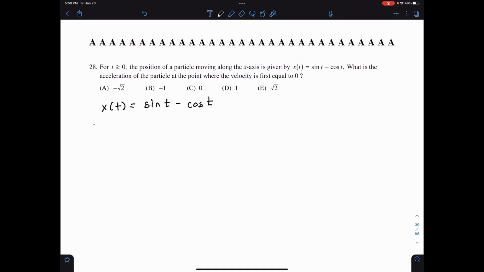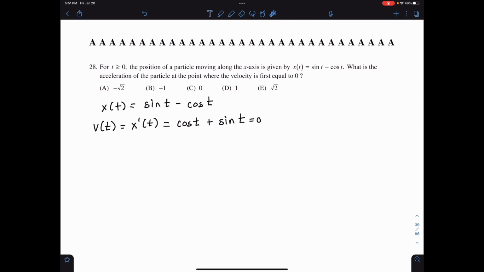So my velocity of t is equal to the derivative of my position, so x of t. And now I'm using our trig identities here. So the derivative of sine of t is cosine of t, and the derivative of cosine is negative sine. So we get cosine of t plus sine of t. And I want to find when this first equals 0.